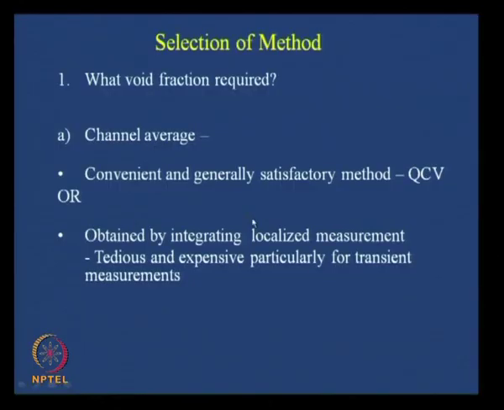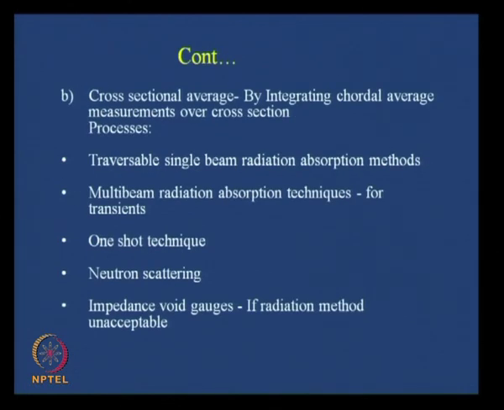Here, if you see this transparency, it is written down. Or else, we can get a large number of chordal averages, as I was telling, and then transfer them to the volume average value. This is of course very tedious, very expensive, and transient measurements are not possible. Remember one thing: the quick closing valve is a very accurate technique, but it is only for steady state situations, otherwise it is not very accurate.